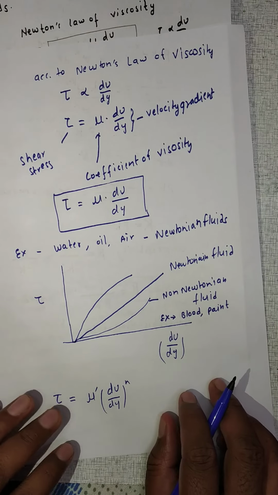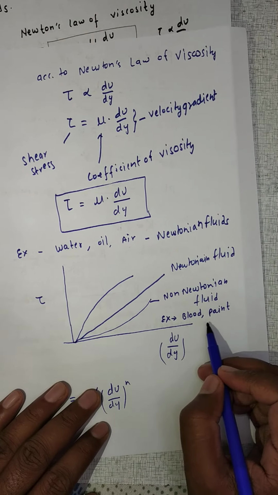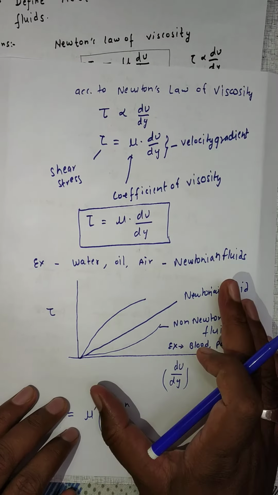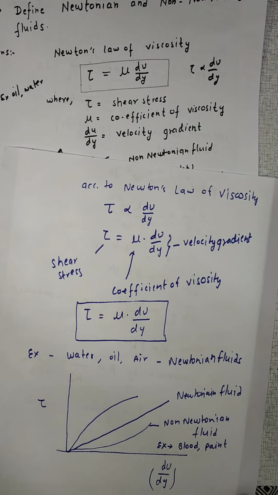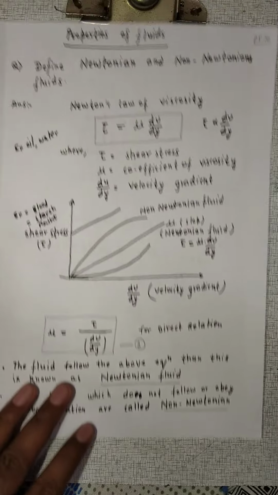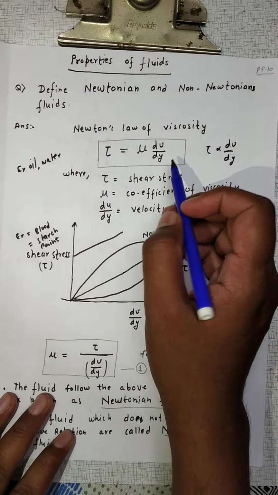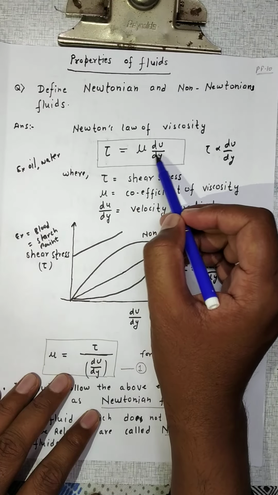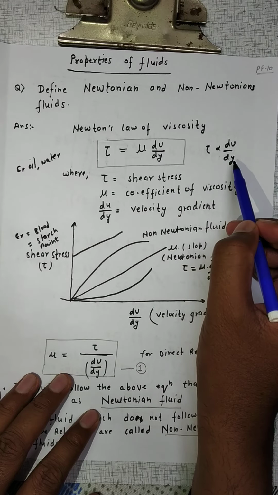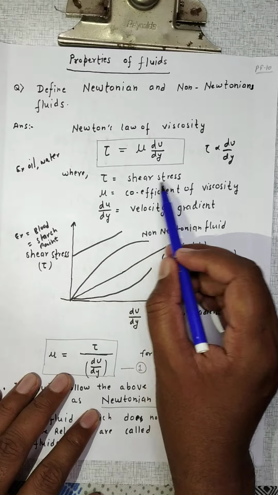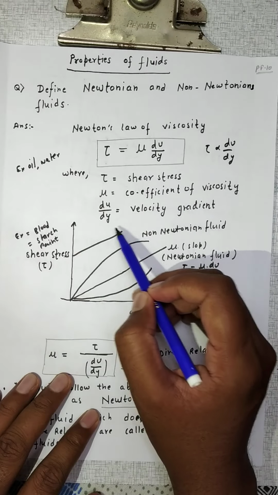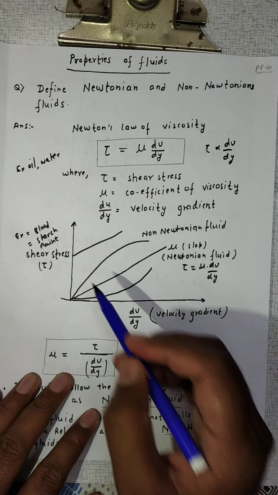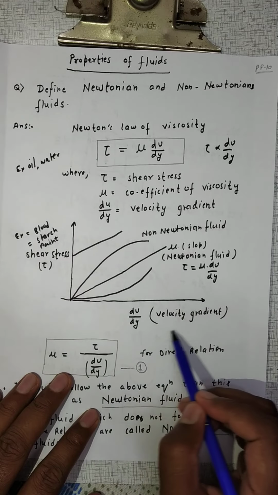Okay friends, the behavior of these fluids is different compared to Newtonian fluids. So friends, understand what a Newtonian fluid is and what a non-Newtonian fluid is. Now we will describe how to write this in the exam. From Newton's law of viscosity, tau is proportional to mu into du by dy, or tau is directly proportional to du by dy, where tau is the shear stress, mu is the coefficient of viscosity, and du by dy is the velocity gradient.